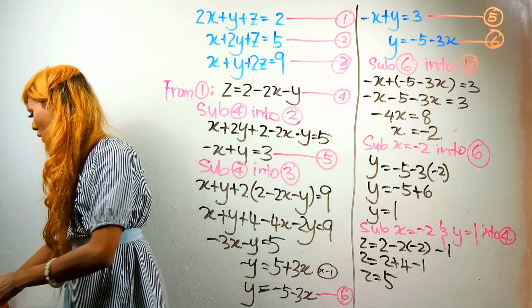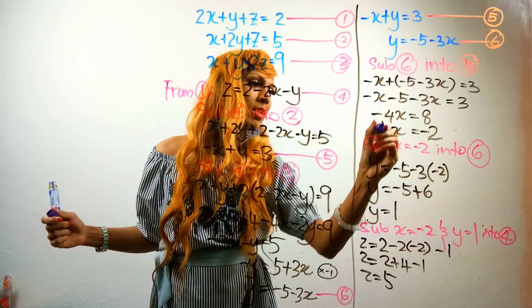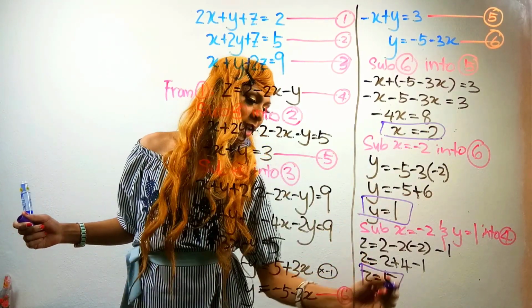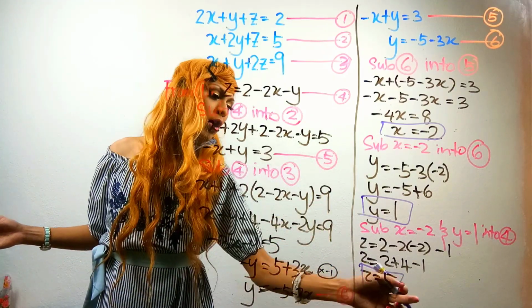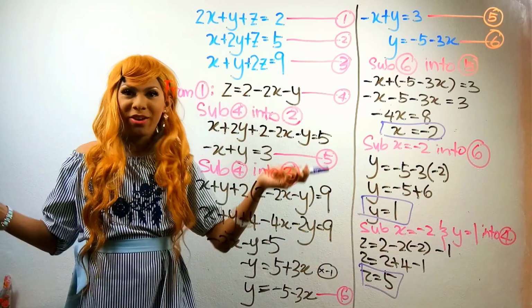Okay, so you have all the values that you want. You have your x, you have your y, and you have your z. So you can write the therefore. Therefore, x equivalent to -2, y equivalent to 1, and z equivalent to 5. There you have it, guys.